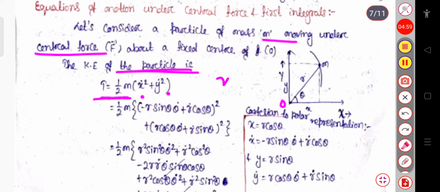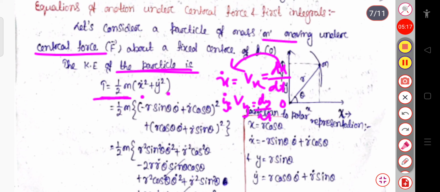Here x dot represents vx, the velocity of the x component, because you know vx equal to dx by dt, which can be written as x dot, and similarly vy equal to dy by dt, which can be written as y dot.